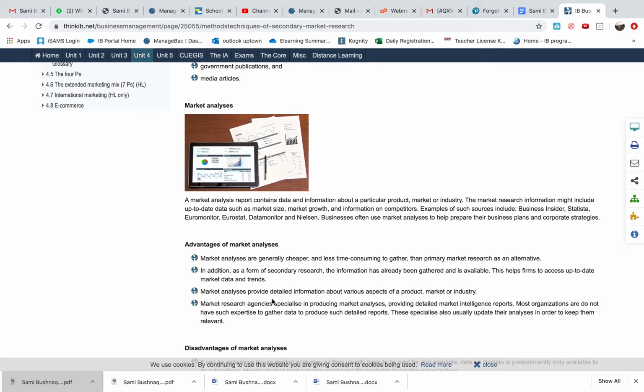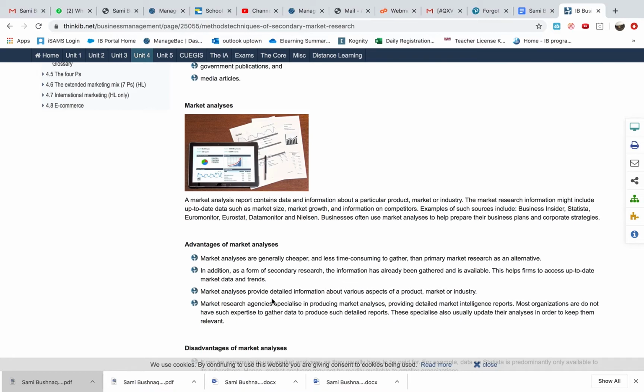So they're usually really good because they're put together by a bunch of marketing experts. Examples of these might be Business Insider, Statista, Euromonitor, Eurostat, Data Monitor, and Nielsen. So these are all really good titles for you to look into if you're ever doing secondary research, particularly in business. So the advantages of market analysis is that it's a lot cheaper and less time consuming than primary research because you can just look it up. In addition, as a form of secondary research, the information has already been gathered and is available. So a lot of times it lets firms access up-to-date market data and trends.